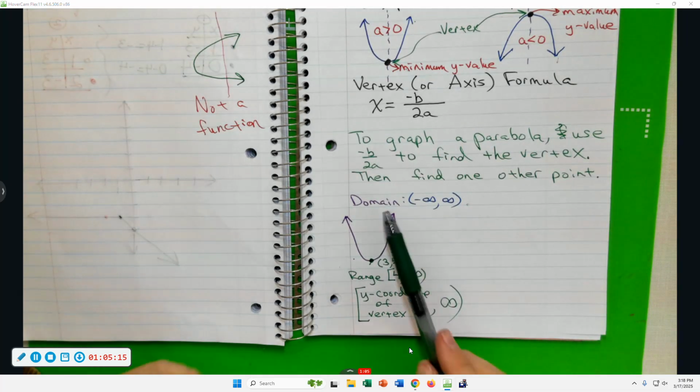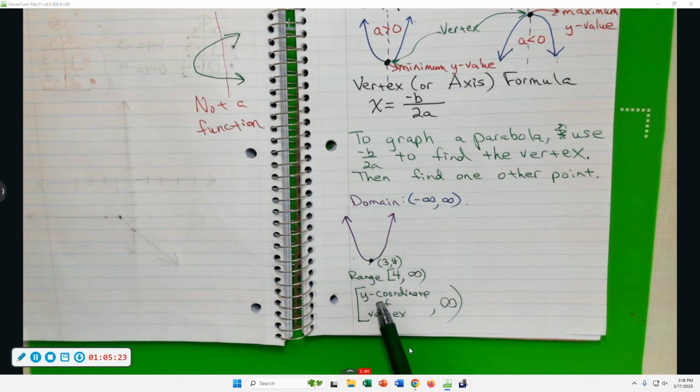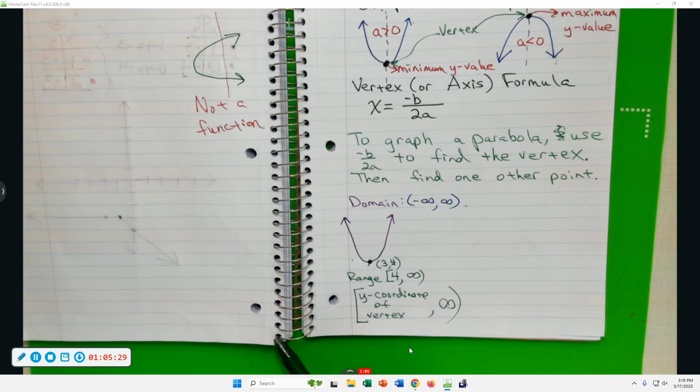To determine the domain of a quadratic function, you don't need to look at the graph. You know it's going to be negative infinity to positive infinity. But for the range, you have to look at the graph and analyze it. If it's opening upward, the vertex corresponds to the minimum y value, the lowest point on the graph, so it's the y-coordinate of the vertex up to positive infinity.